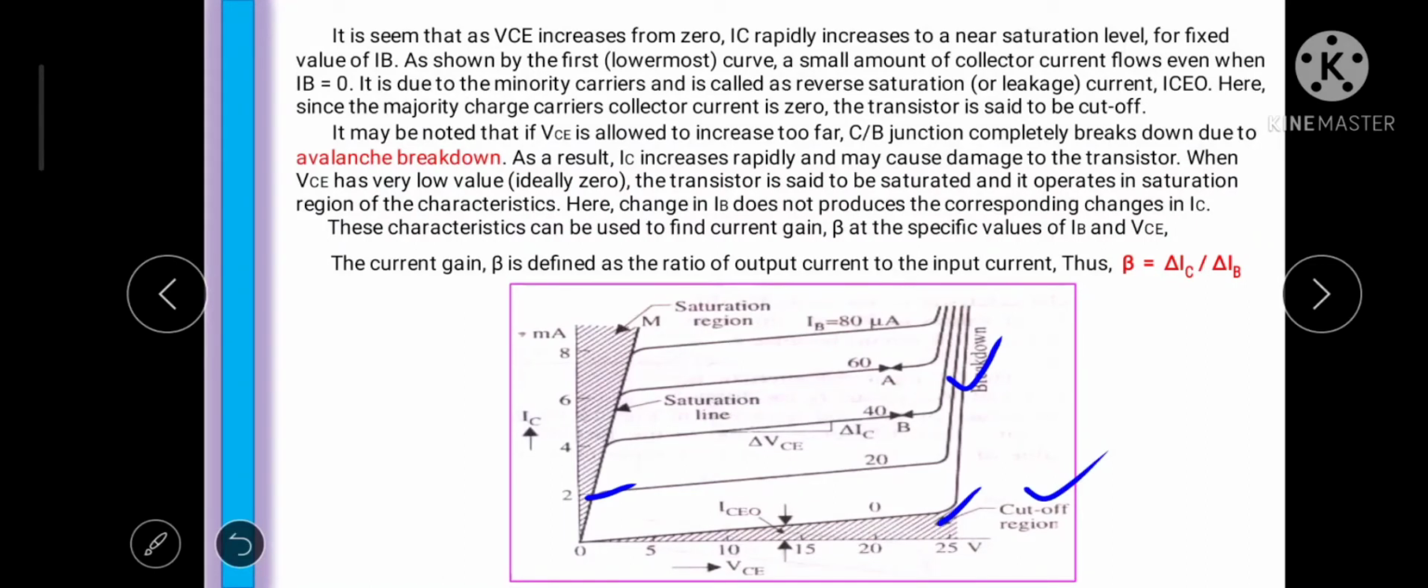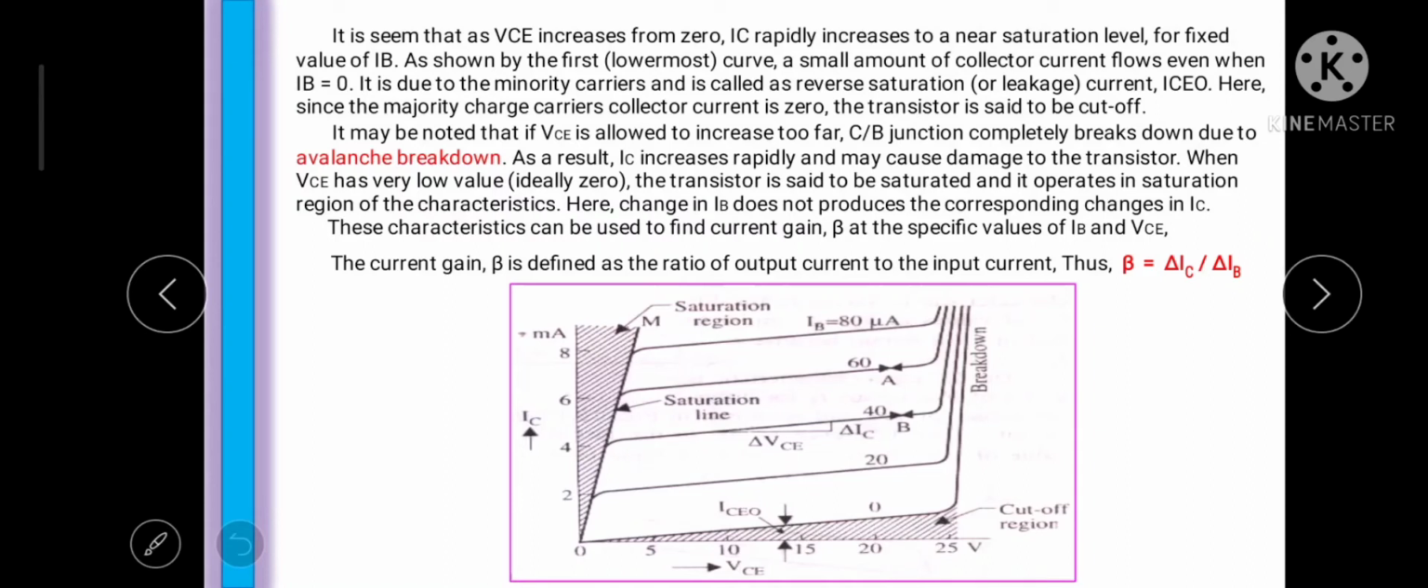These characteristics can be used to find the current gain beta at the specific values of IC and VCE. The current gain beta is defined as the ratio of output current to the input current. That means beta equals delta IC upon delta IB. Here delta means change in collector current upon change in base current.